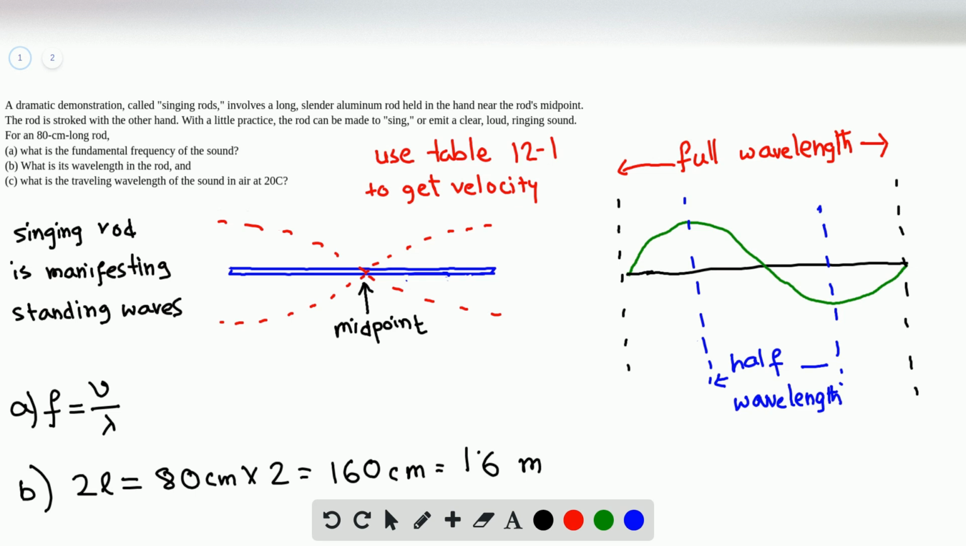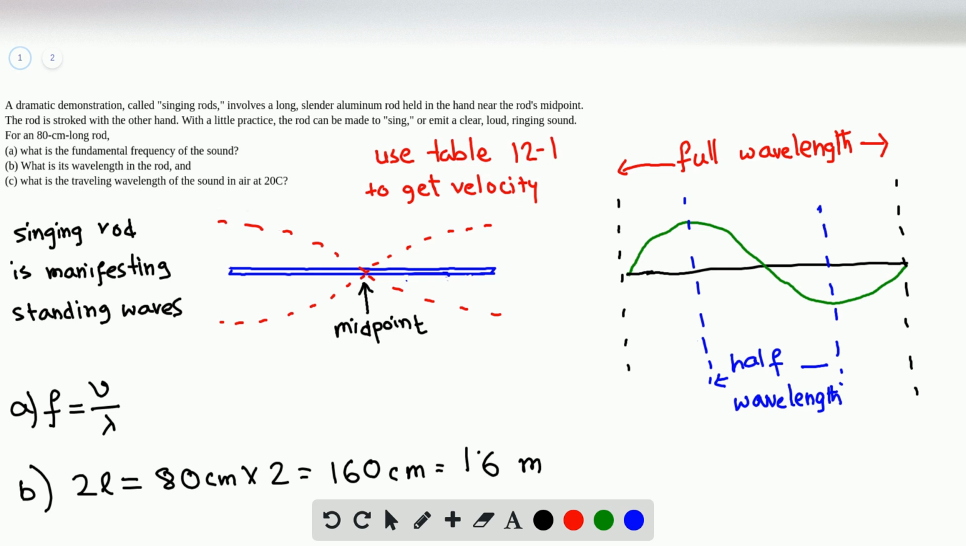The fundamental frequency is the frequency related to the initial wavelength, the first wavelength, or the fundamental wavelength. To get the fundamental frequency, we have to see what the initial or basic wavelength is that we can get.